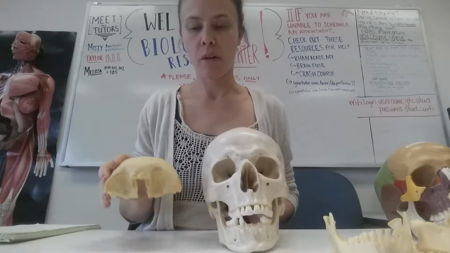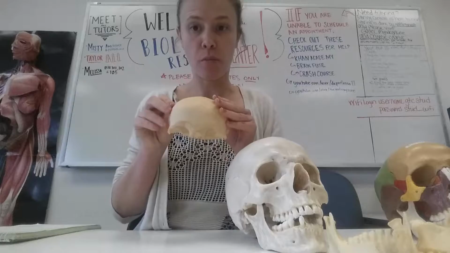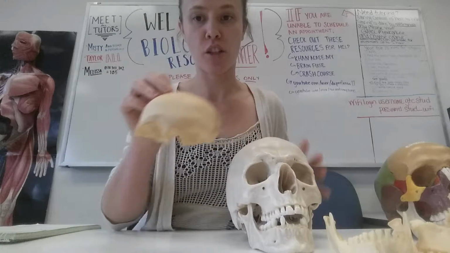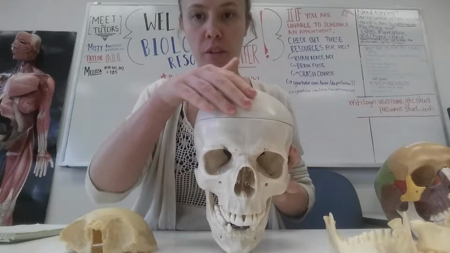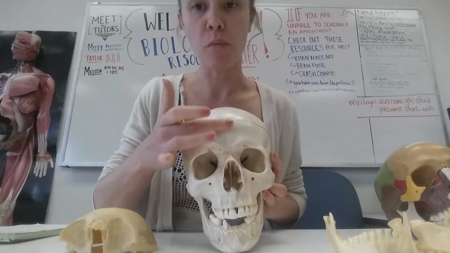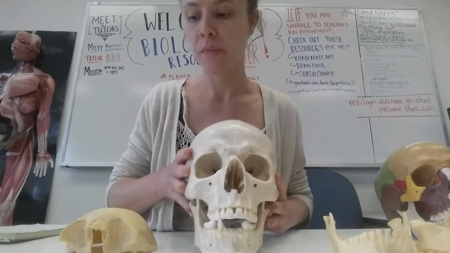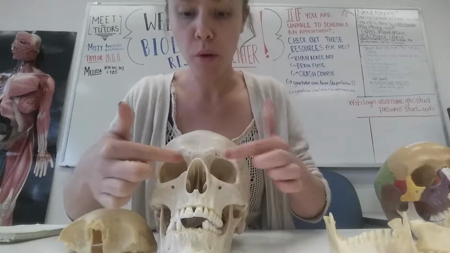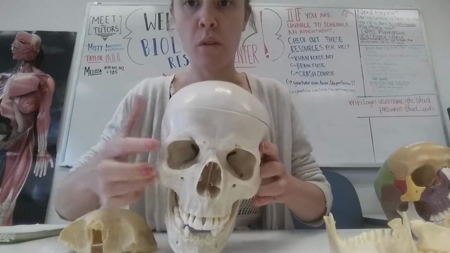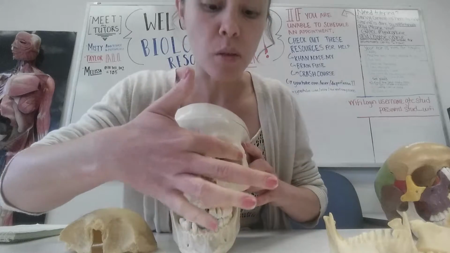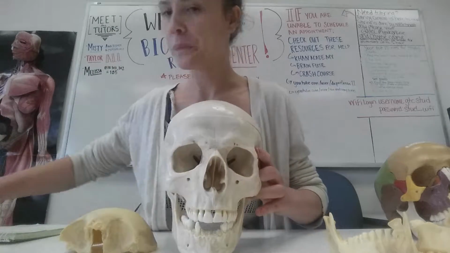Okay, so now we're going to start with the frontal bone. This is what it looks like when it's detached from the skull. We have the frontal bone. The smooth, flat surface, this is known as the frontal squama. And then we have the supraorbital margins right here. So this is where the eyebrows go.